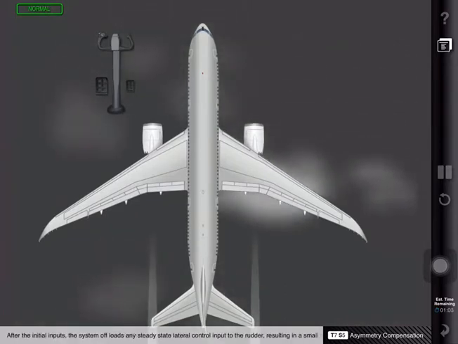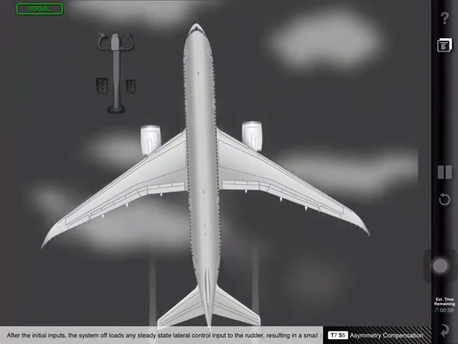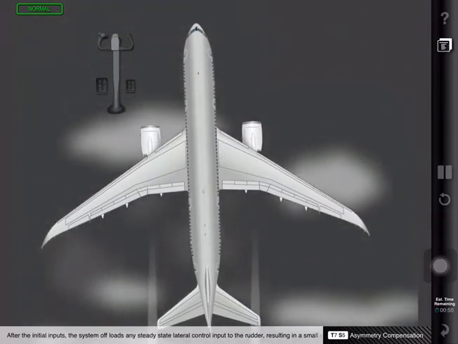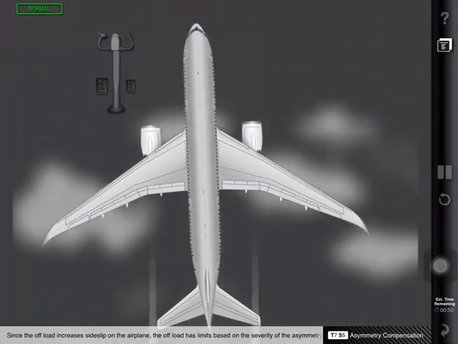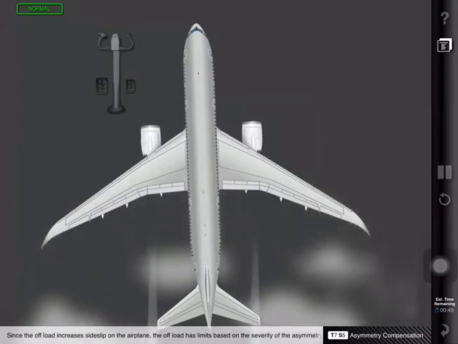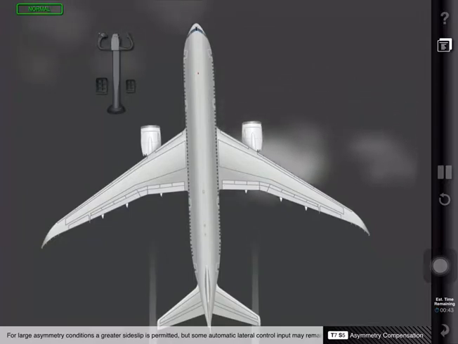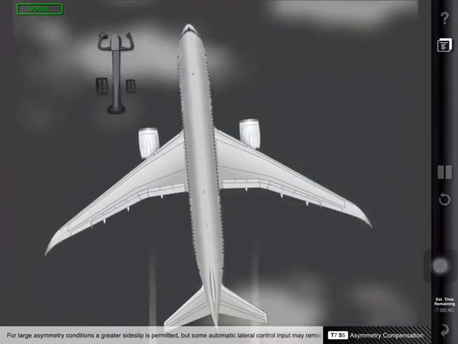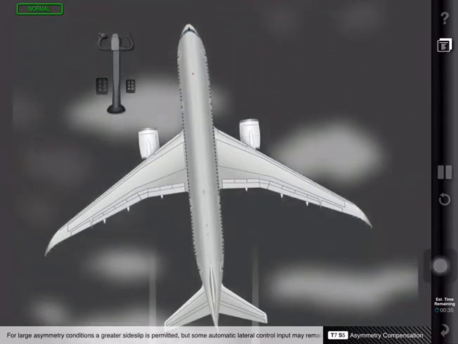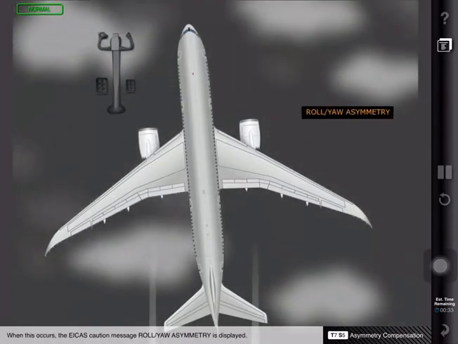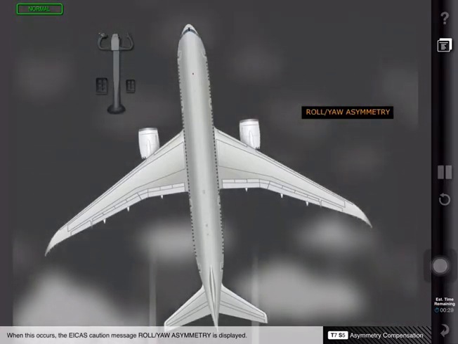After the initial inputs, the system offloads any steady-state lateral control input to the rudder, resulting in a small side slip. Since the offload increases side slip on the airplane, the offload has limits based on the severity of the asymmetry. For large asymmetry conditions, a greater side slip is permitted, but some automatic lateral control input may remain after the offload stops. When this occurs, the ICAS caution message Roll Yaw Asymmetry is displayed.